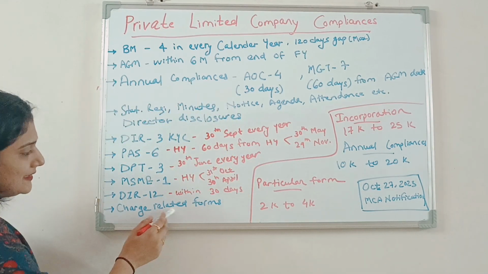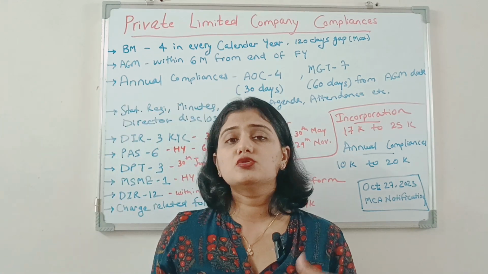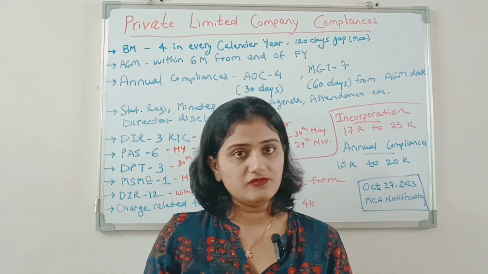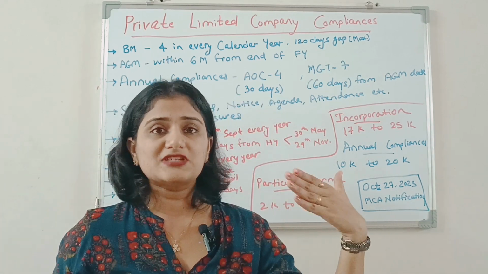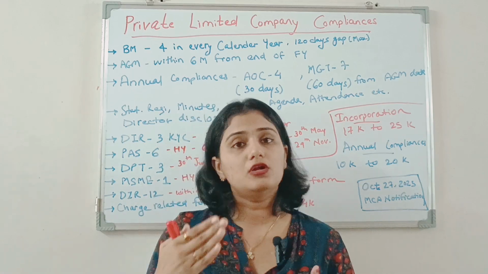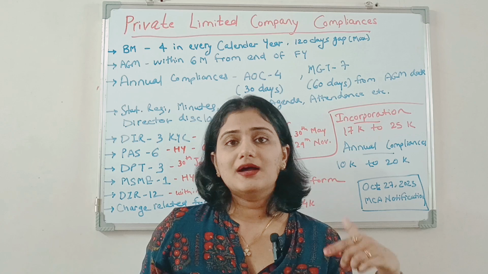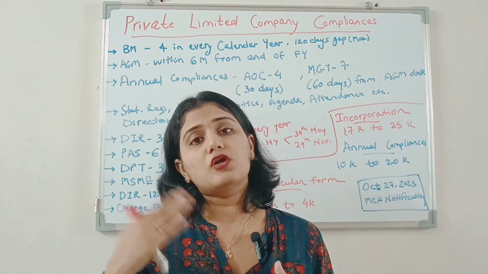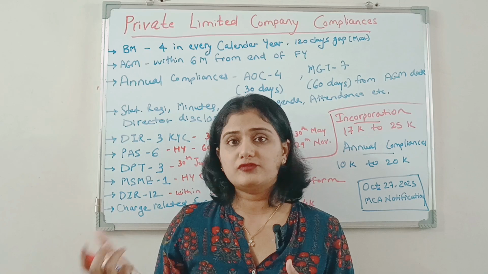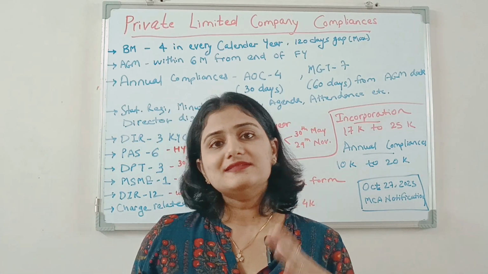Coming to the next, charge-related forms. In case the company borrows money from banks or financial institutions, it has to register its charge and file the charge-related forms. In case of charge creation, the form has to be filed, and in case of charge satisfaction or modification, there is also a requirement of filing a form. For creation and modification, CHG-1, and for satisfaction, CHG-4. In case the amount is borrowed through debt securities, then the CHG-9 form.